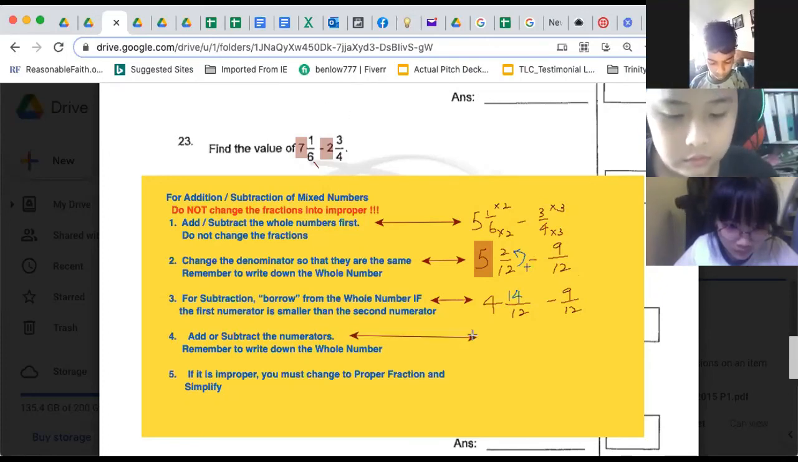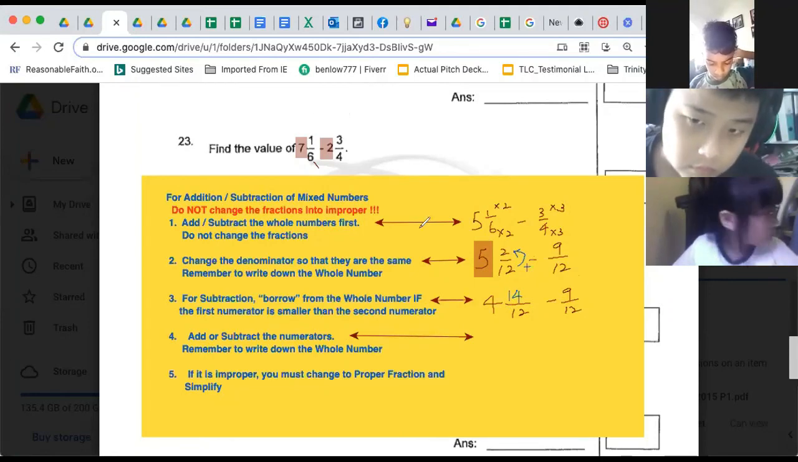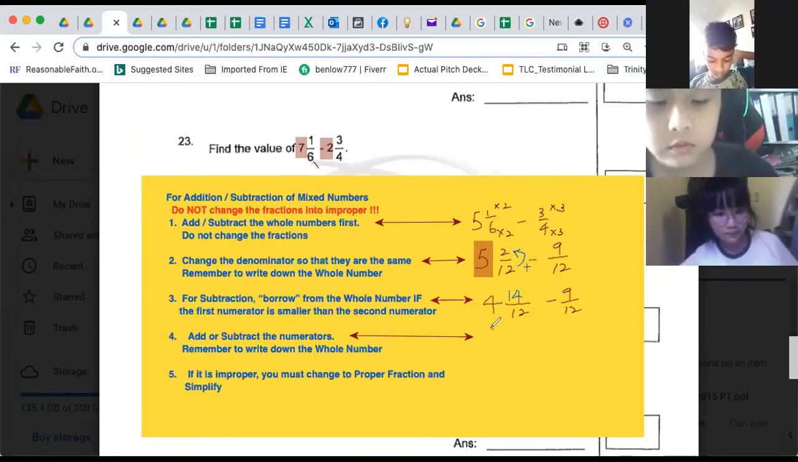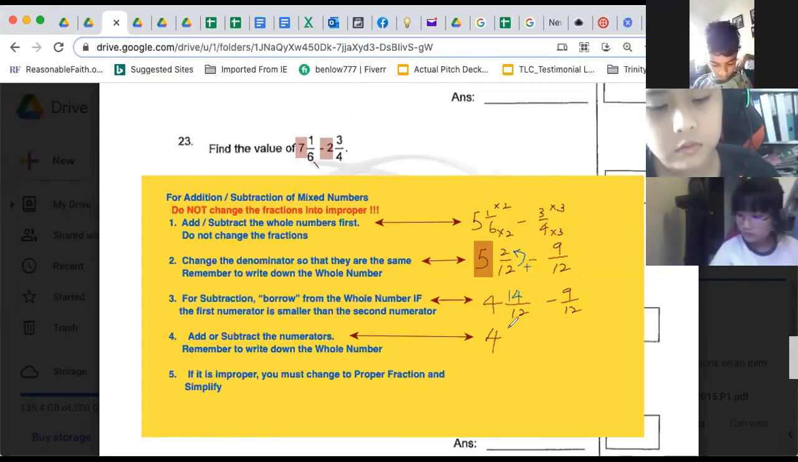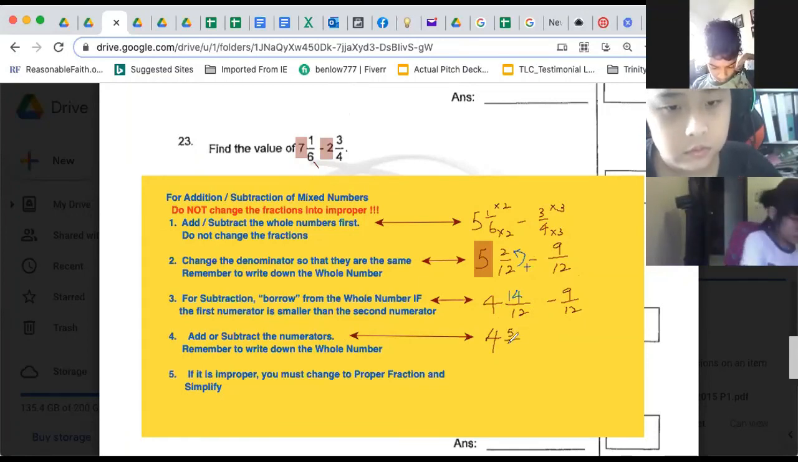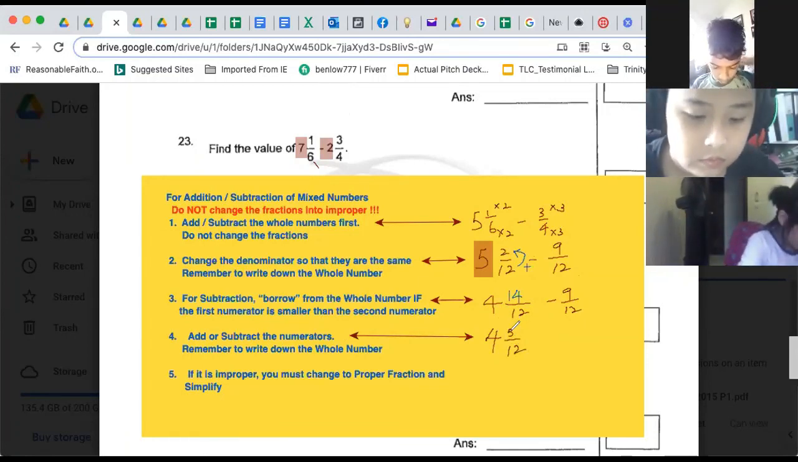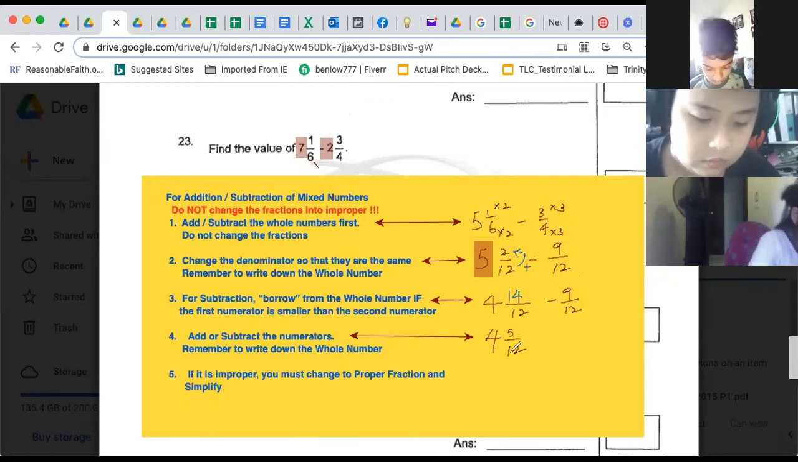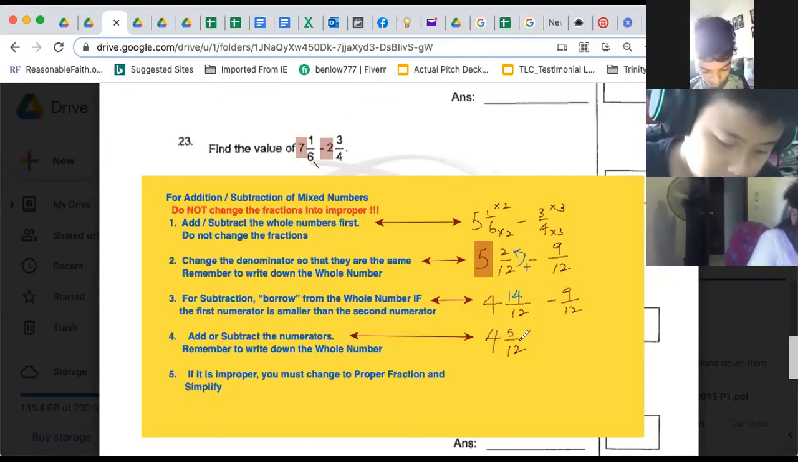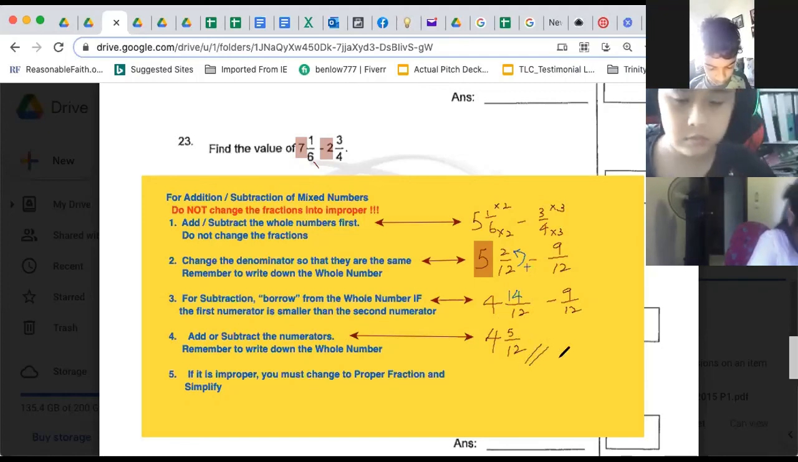Now, you add or subtract the numerators. What is 14 minus 9? 5. Okay, now you need to check. Is this already proper? Yes. Do you need to simplify? No. So therefore, in this case, I already have the answer.